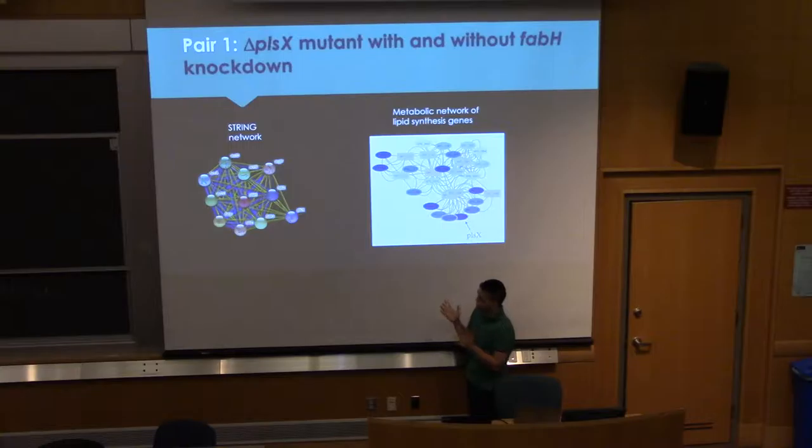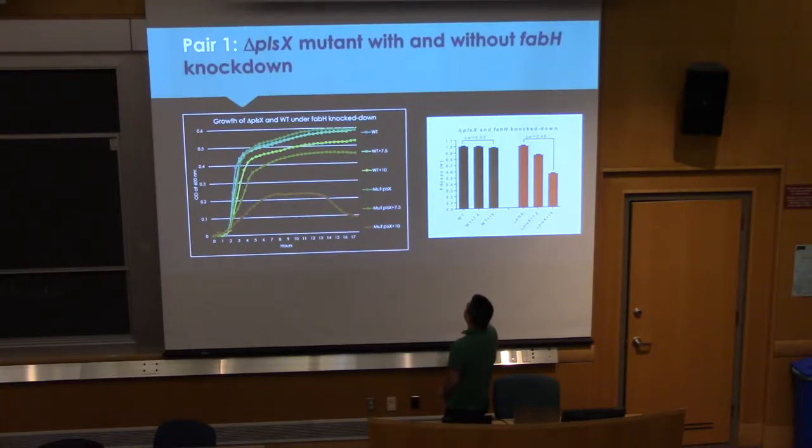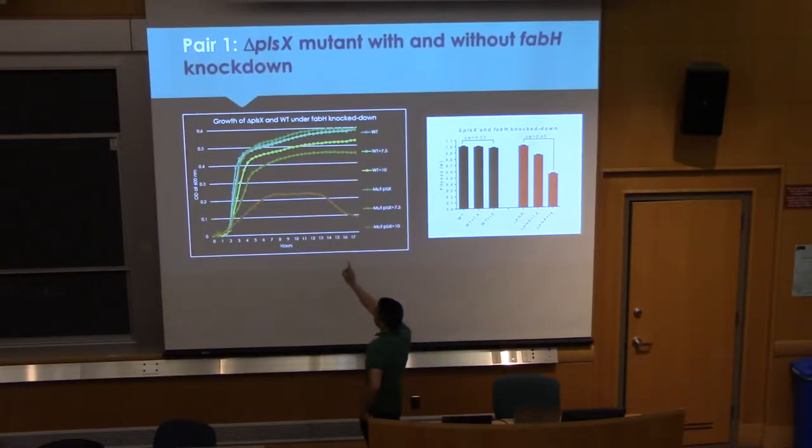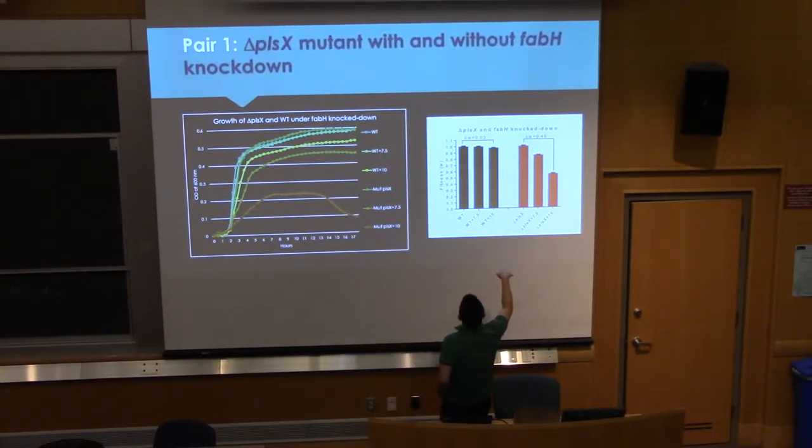So here are four results I obtained. Here's one that is PlsX, a non-essential gene, and FabH, an essential gene. We searched for known genetic interactions, and here we see that PlsX and FabH actually have a very strong interaction proposed by another database, and we do the validation. So we can see here the mutant was actually suppressed under higher concentration. Here's a suppressed or inhibited growth curve, and here's just the column bar graph of that. So the result actually validated our expectation.